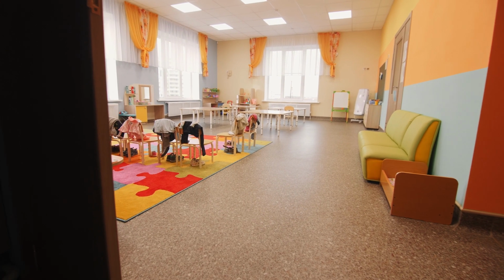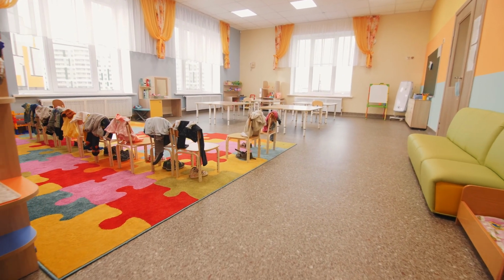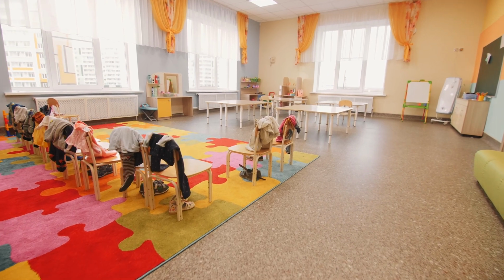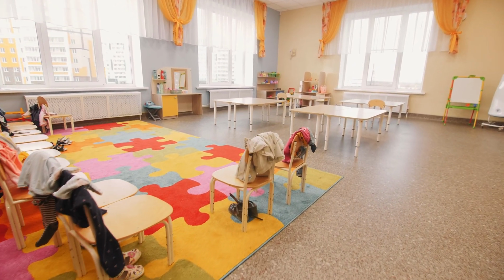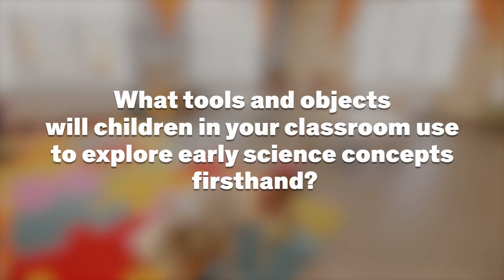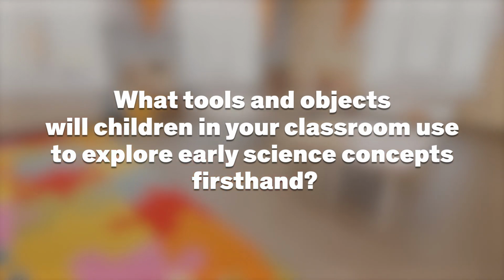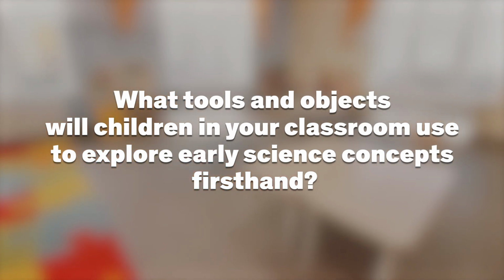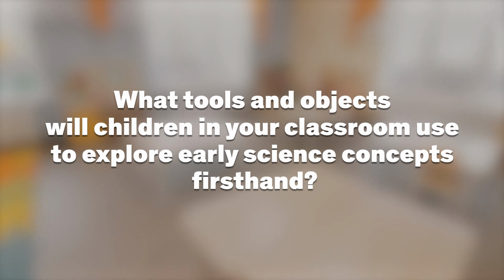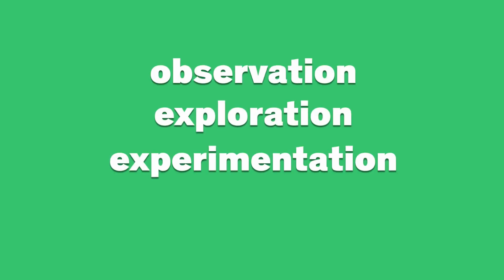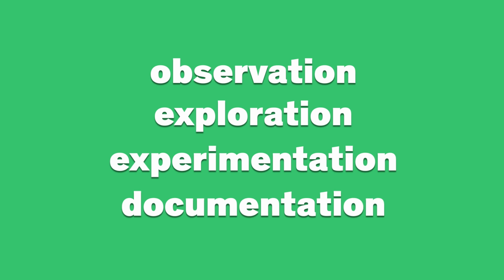When setting up your environment for early science, you'll need to think about what materials to use to support early science learning. What tools and objects will children in your classroom use to explore early science concepts firsthand? During your selection process, consider the specific science processes that children will be engaged in when using the materials.